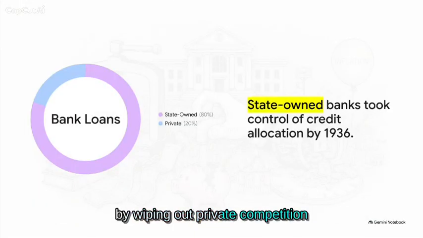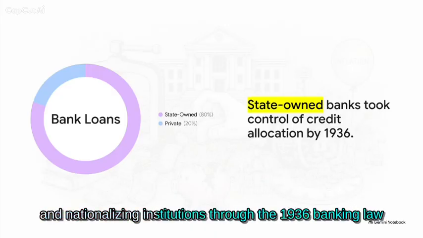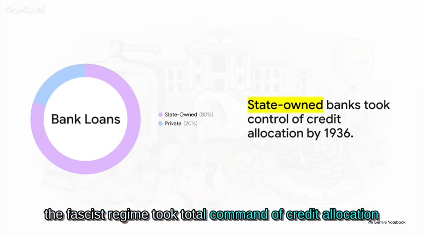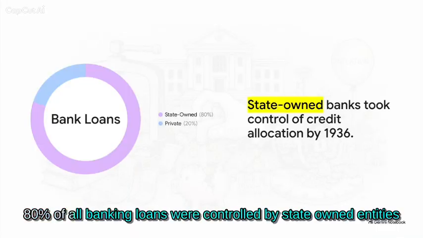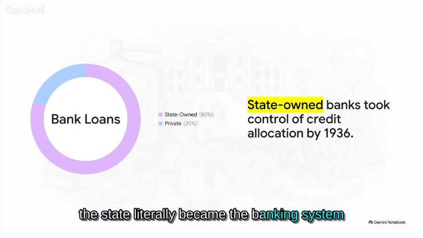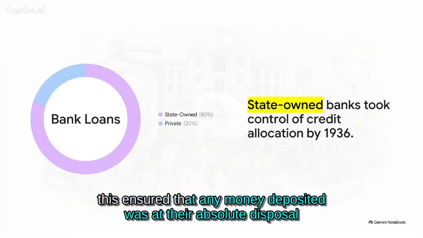By wiping out private competition, bailing out failing mixed banks, and nationalizing institutions through the 1936 banking law, the fascist regime took total command of credit allocation. Look at this. By 1936, a massive 80% of all banking loans were controlled by state-owned entities. The state literally became the banking system. This ensured that any money deposited was at their absolute disposal.